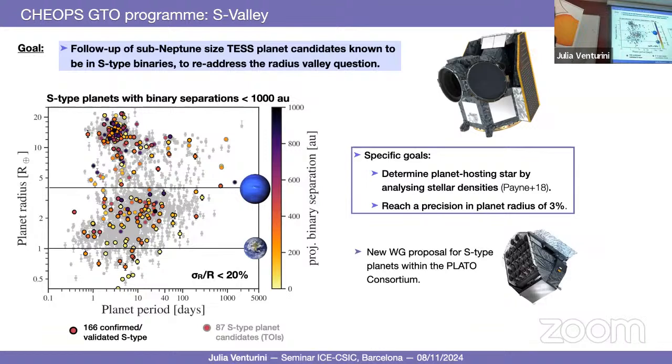But it's important, there will be hundreds, if not thousands, of S-type planets in the future, also with Plato. Plato will be launched in 2 years. I'm also leading efforts to have a working group for S-type planets in Plato. So if you're interested in that topic and want to join this working group, please contact me.